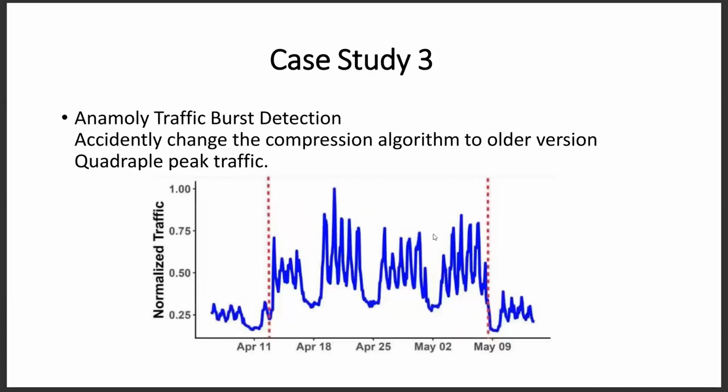And now let's discuss the anomaly traffic burst detection, where accidentally changing the compression algorithm to an older version quadrupled peak traffic. This case shows how we leverage NetPanel to detect an anomalous traffic burst caused by a configuration error. Some configuration errors at the application level may cause abnormal network behavior. For example, a configuration error may cause a component to keep sending requests to an endpoint and thus lead to a traffic burst. And these bugs are hard to detect unless the affected machines get so hot that they break critical services.